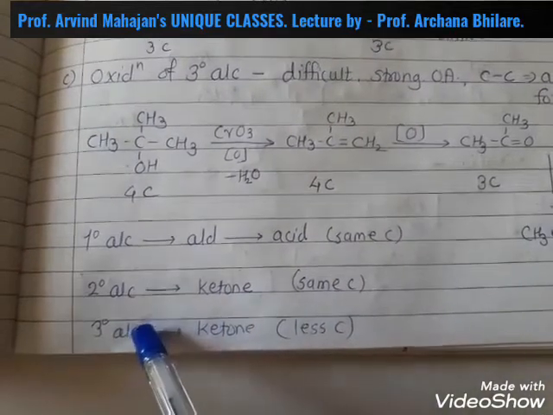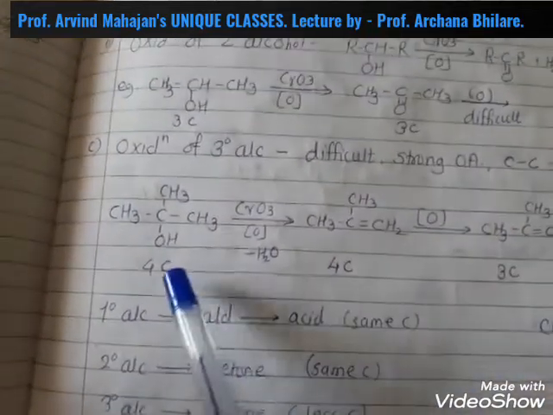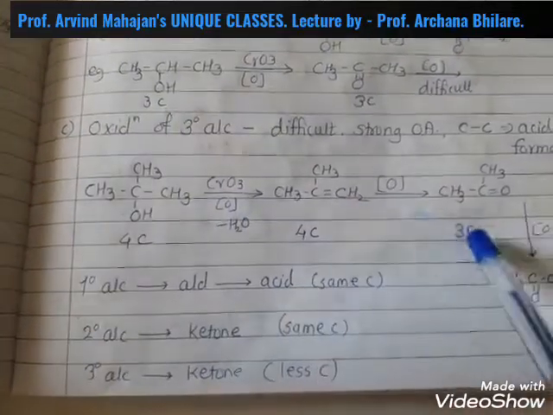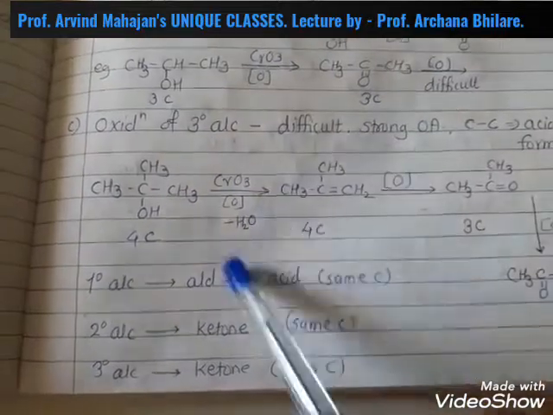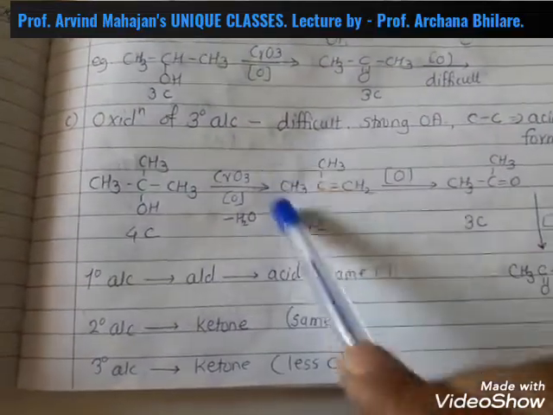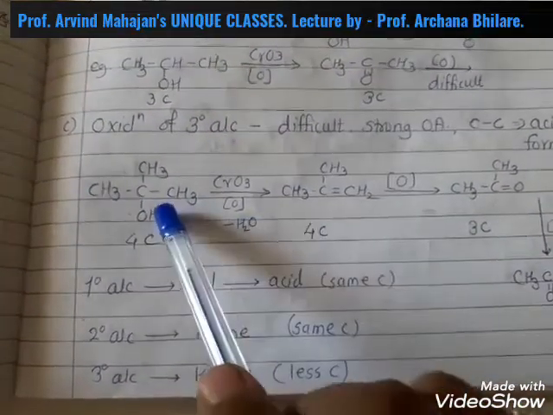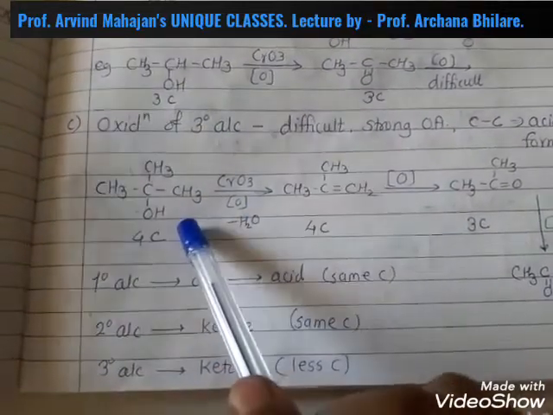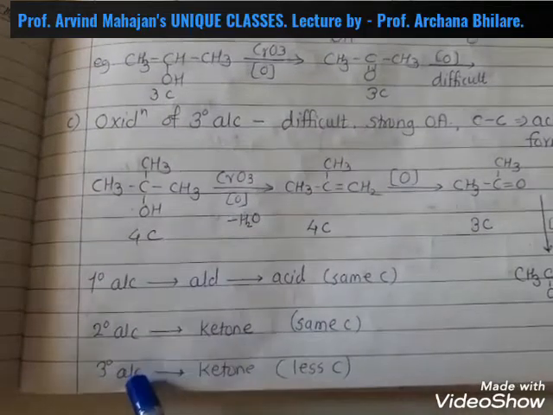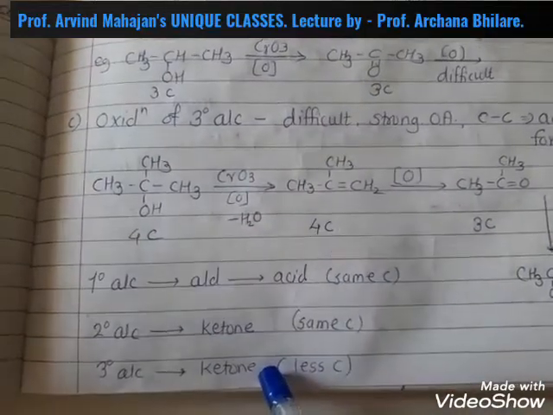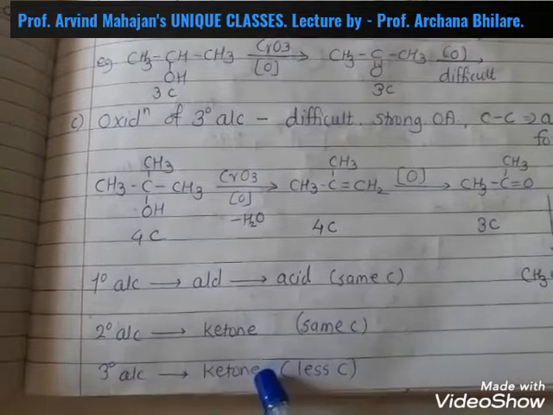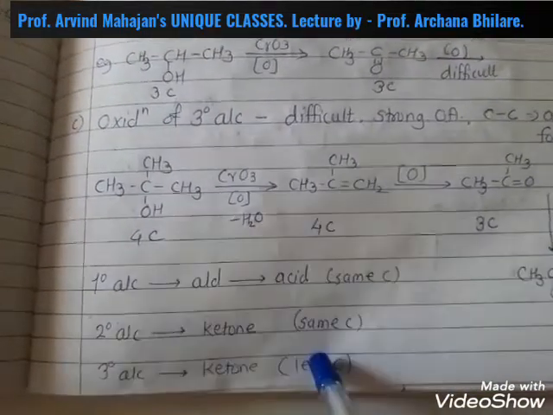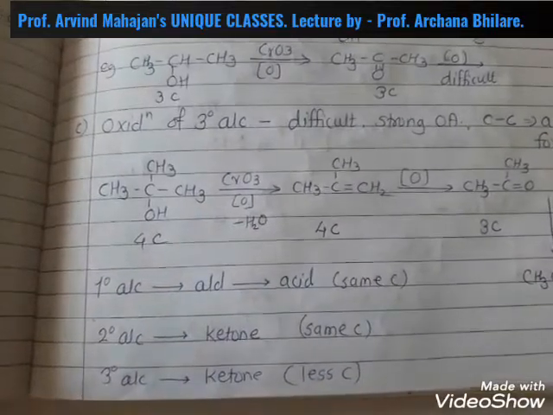And tertiary alcohols are oxidized to ketone. The first oxidation product of tertiary alcohol is ketone and not alkene. It is via alkene. Alkene is not an oxidation product. Alkene is obtained by dehydration of this tertiary butyl alcohol. So the first oxidation product of tertiary alcohol is also ketone, but that ketone contains a lesser number of carbon atoms. Thus we can use this test to distinguish alcohols.